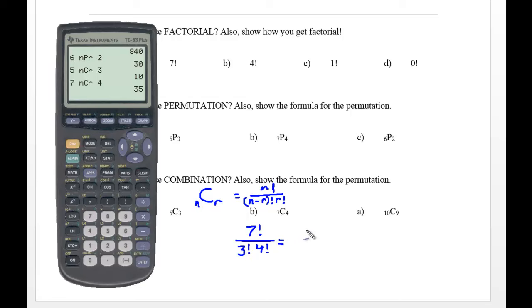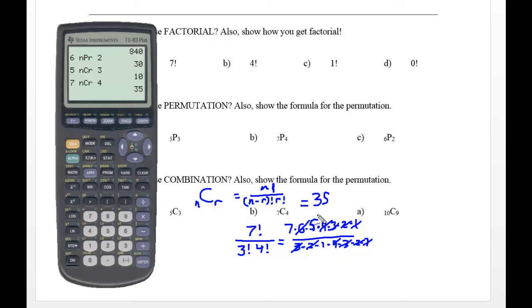Let's figure out how we got 35, because the numerator is 7 times 6 times 5 times 4 times 3 times 2 times 1. Our denominator, 3 factorial, is 3 times 2 times 1, and then 4 factorial is 4 times 3 times 2 times 1. Now, the 4, 3, 2, 1 simplifies with those, and 6 is divided with those, because 3 times 2 is 6, and 6 divided by 6 is 1. So 7 times 5 divided by 1 is 35. So that's how I get that.